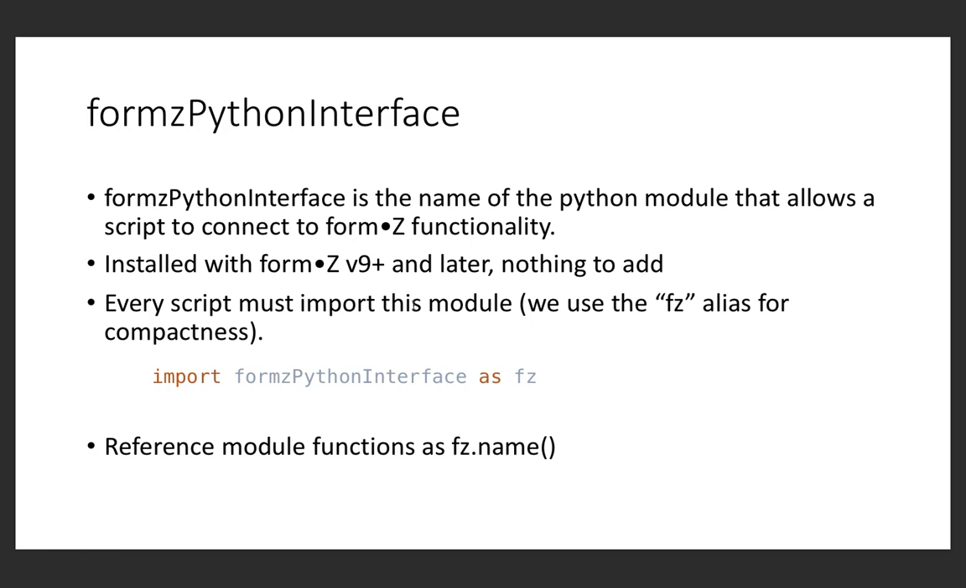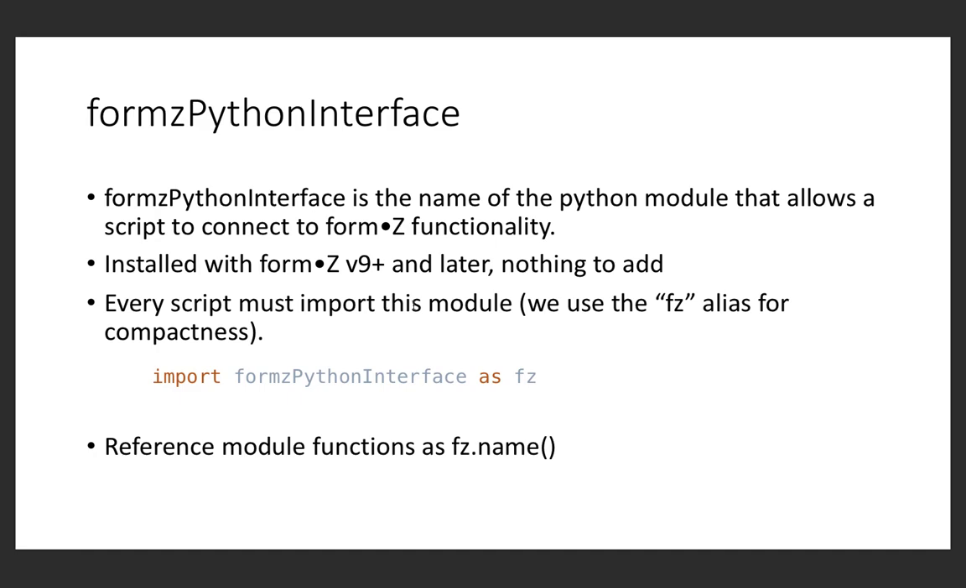Now, because the name FormZ Python interface is kind of long, we're going to typically import it as an alias, just FZ. This makes it a lot easier to read, but we have to distribute it with the longer name so that it doesn't collide with any other Python libraries that may be out there. So for example, in this case, we're importing under the name FZ, and hence every module function will be referenced with fz.name, whatever function we're referencing.